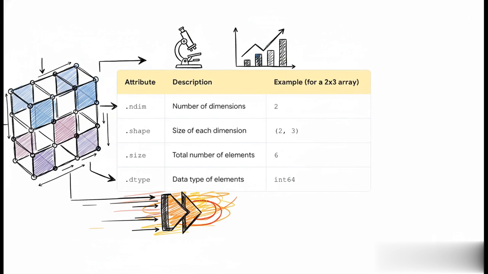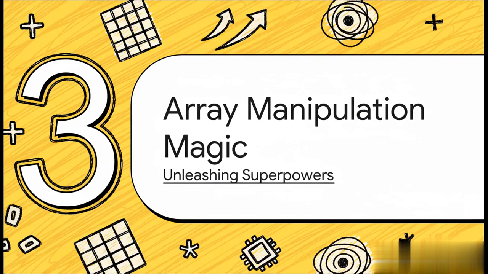Right? And once you've got one of these arrays, it's not some mysterious black box. You can ask it things about itself. You can ask for .ndim to see how many dimensions it has, our last one at 2. You can check its .shape to see its size, 2 rows by 3 columns. .size tells you the total number of items, and .dtype tells you what kind of data you're actually dealing with. Super useful.